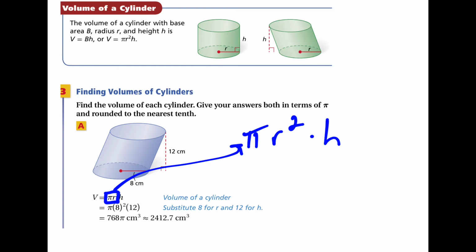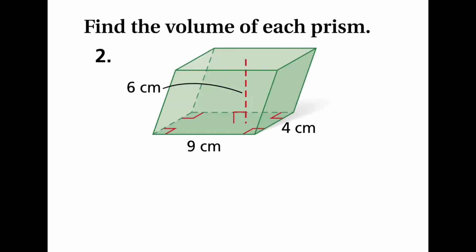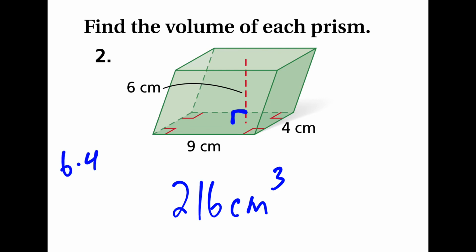They're going to tell us to give answers in terms of pi and round to the nearest tenth, so both. So 9 times 4 is 36, that's the area of the base, and our height, notice the 90-degree angle here, is 6. So our volume is 216 centimeters cubed. We just took 6 times 4 times 9, and that's our unit for volume.